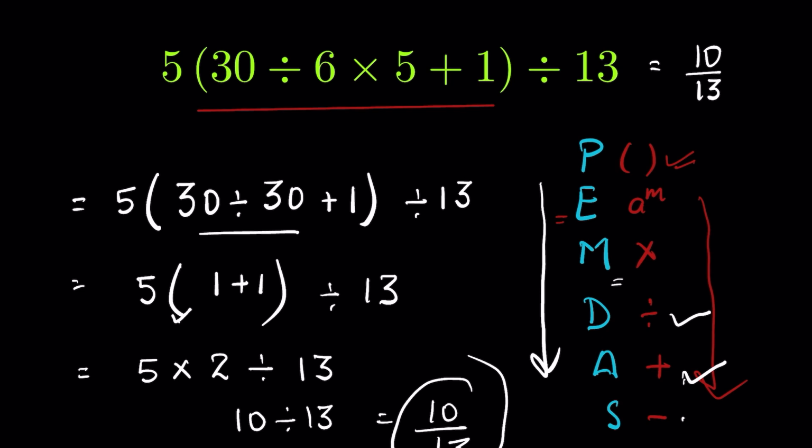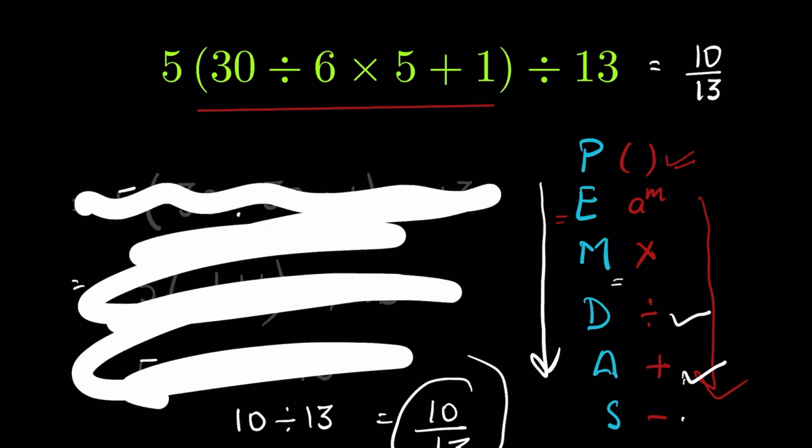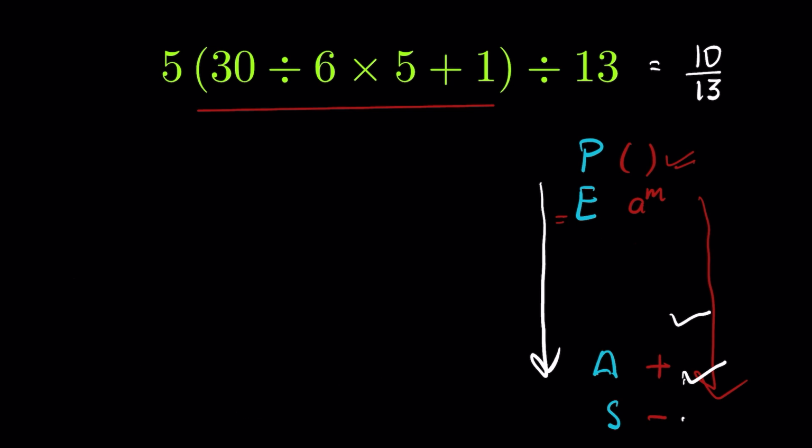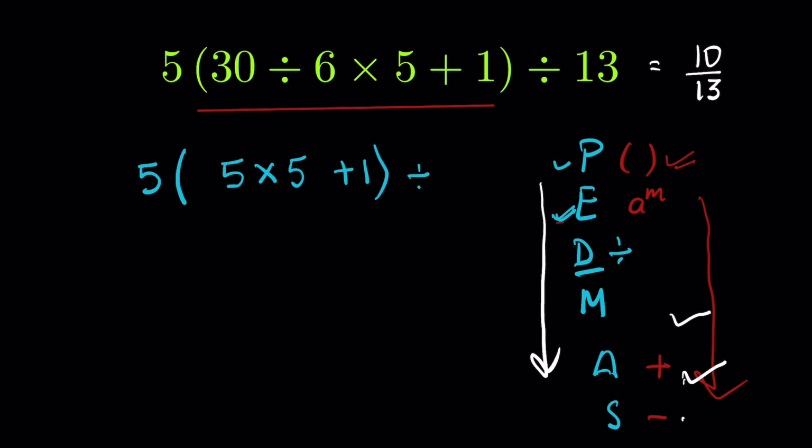But there is another order of operation that many people do follow. This is called PEMDAS, in which D is written first and then there is multiplication. As per this order, we first solve parenthesis, then if there is exponent, and then division has to be done. That means it will be 5, then 30 divided by 6 will be done first. 30 divided by 6 is 5, so 5 times 5, then plus 1, then divided by 13.